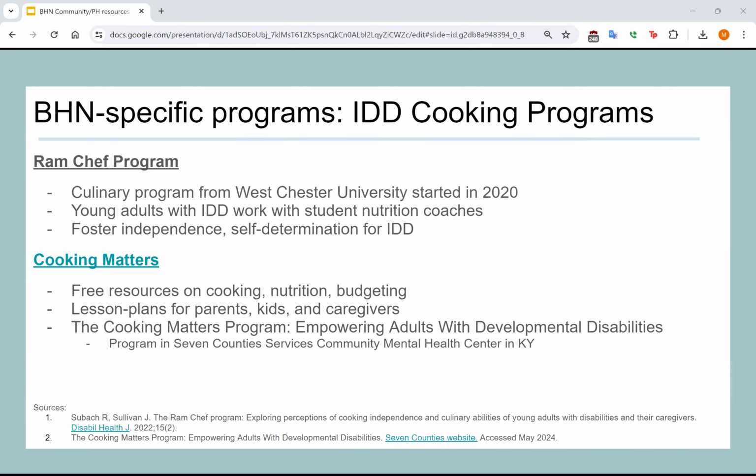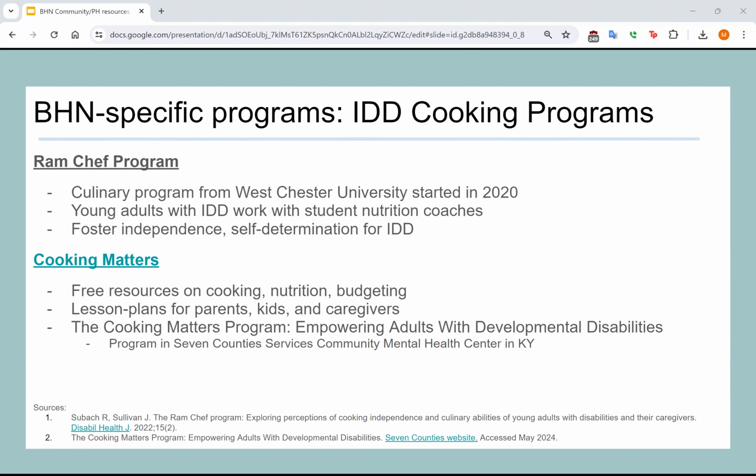And then I wanted to share more specific programming that's emerging, that it doesn't seem like there's a lot of research on, but it sounds like great ideas for our population. So one idea is cooking programs for IDD. And I think I actually saw on the discussion board somebody asking about this, so I might share this on there. But there were some recent programs. You may have heard of the RAM Chef program. This was started at Westchester University during COVID. At the time it was virtual, but I believe now it's in person. And they have cooking instruction for young adults with IDD.